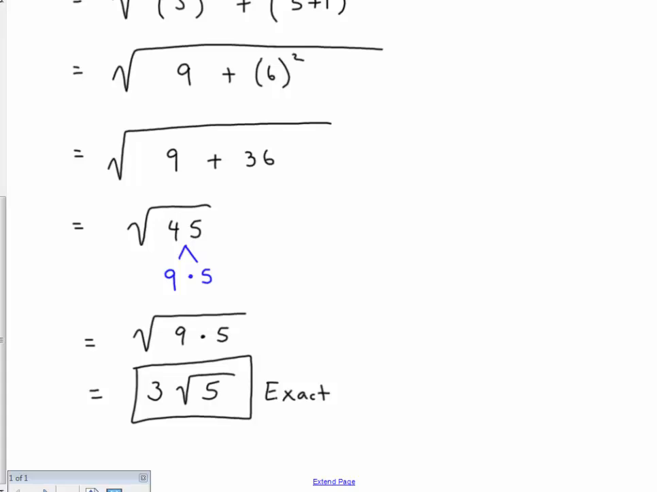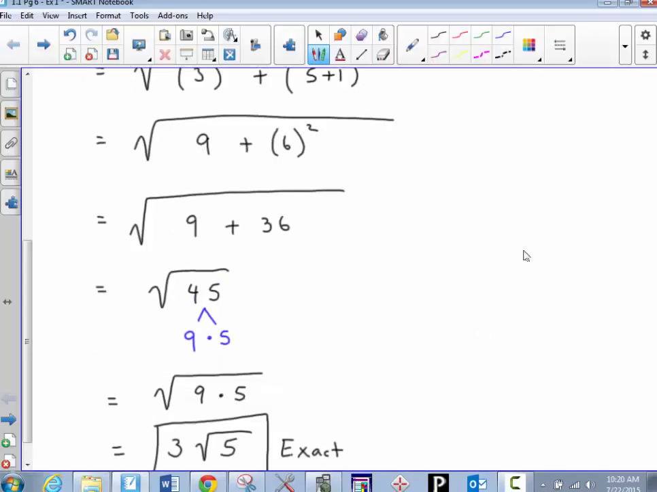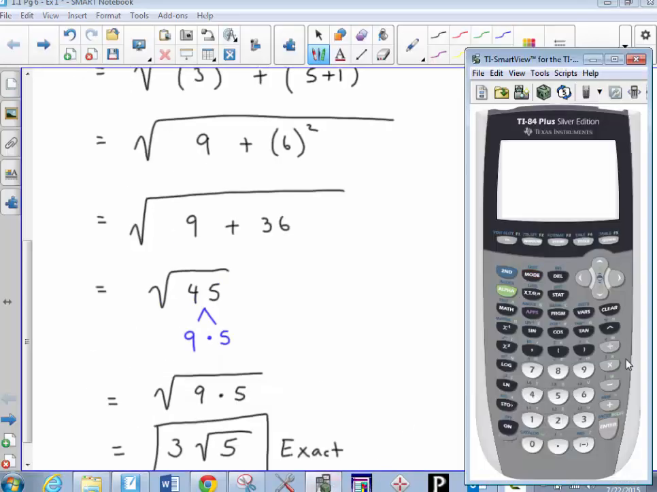For the decimal, you will want to go to your calculator. You can do this one of two ways. You can either type in 3 square root of 5. I would say the safer thing to do in case there was an error somewhere in these steps is just to type in square root of 45. Your root button is found by pressing the second key and then the x squared button. That will yield your square root button, and then you can type in 45, press enter, and that will yield your answer as an approximate value.